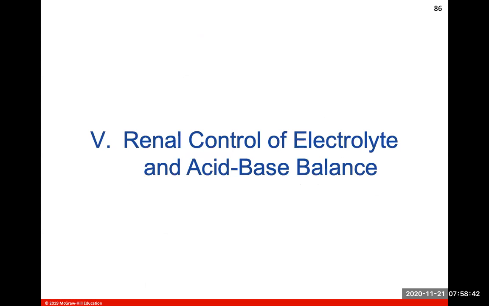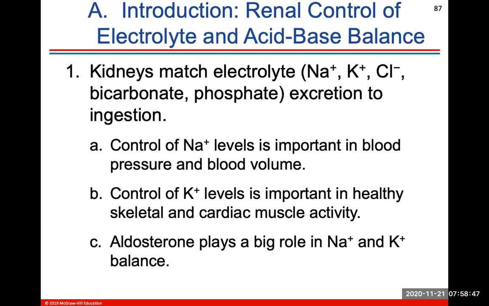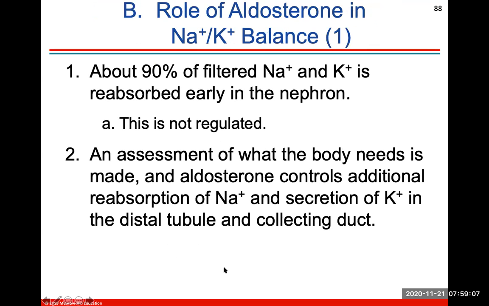So reabsorption of glucose, and renal control of electrolyte and acid-base balance. Your kidneys will match electrolyte excretion to ingestion. So it'll control your sodium levels. It's important for blood pressure and blood volume. The control of potassium levels is important in healthy skeletal and cardiac muscle activity. And aldosterone will play a big role in sodium-potassium balance. About 90% of filtered sodium and potassium is reabsorbed early in the nephron.